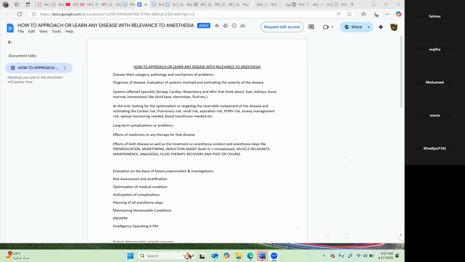And then evaluation of the systems involved, or what you do, hemoglobin S levels in the electrophoresis. Your target is how much it should be, like for elective surgery, how much should be the hemoglobin S level? Less than 30%. Okay. So if it is not less than 30%, what can you do?